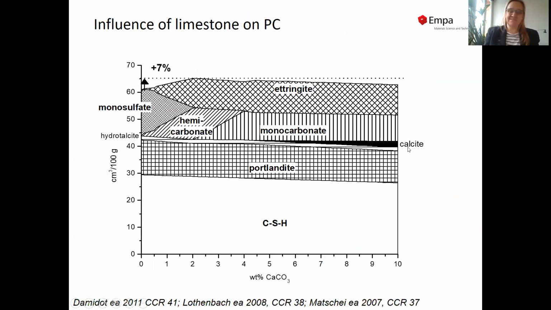Now, why is this important? I plotted here the volume of a totally hydrated cement as a function of the limestone content. If we don't have any limestone, we predict, as discussed before, the presence of monosulfate, while ettringite is expected to be absent. If we add a little bit of limestone, we start to destabilize the monosulfate, first to hemicarbonate and later to monocarbonate, and to stabilize more and more ettringite.